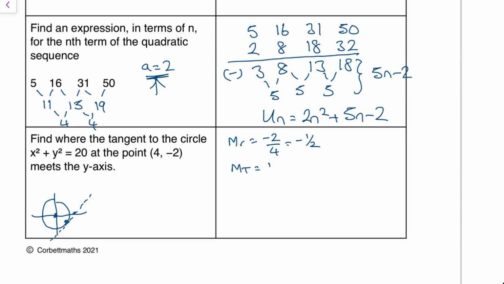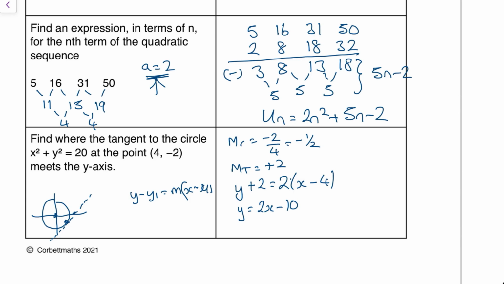which means the gradient of my tangent is going to be plus 2, which means the equation of my tangent is going to be y minus minus 2 is equal to 2 times x minus 4. So I've used the y minus y1 equals m times x minus x1 method. If you do the method where you find c, it gives you the same idea. It's fine. So in other words, y is equal to 2x minus 8 minus 2, which is 2x minus 10. Okay, so far so good.